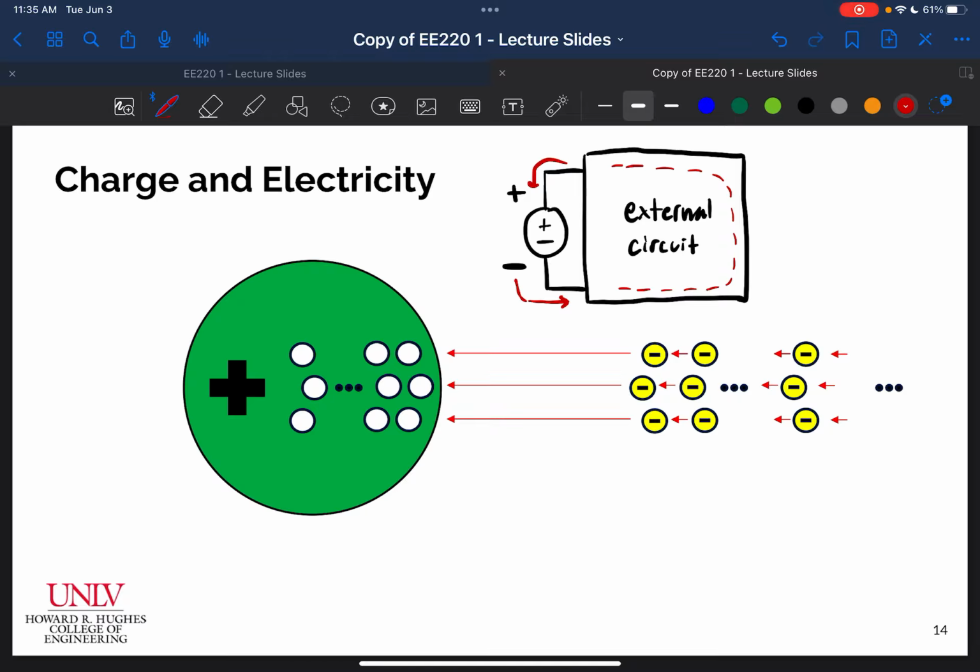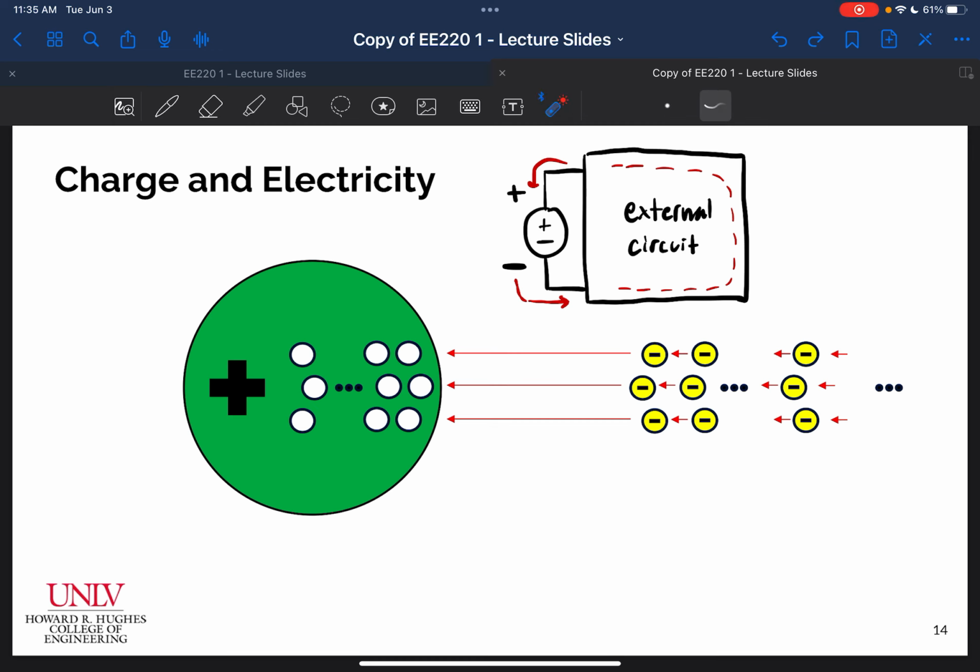That's the job of this source here: to maintain that charge imbalance so that the electric field will persist, the voltage will remain constant, and I can have current flowing through my circuit. And that is how energy is delivered, and that's how we do work. That's how you do electrical work.